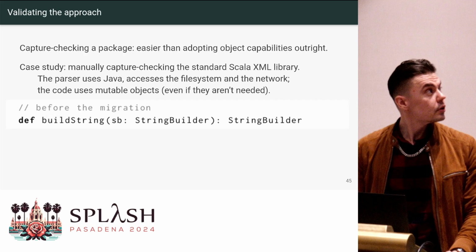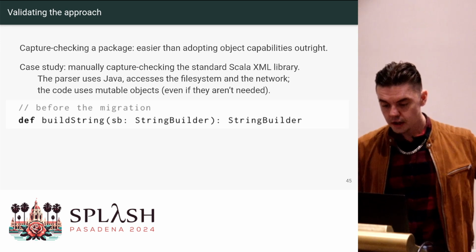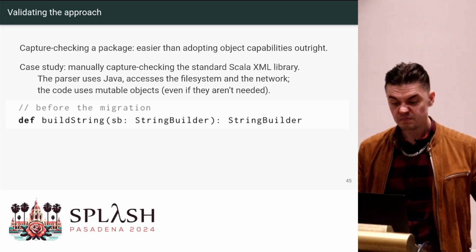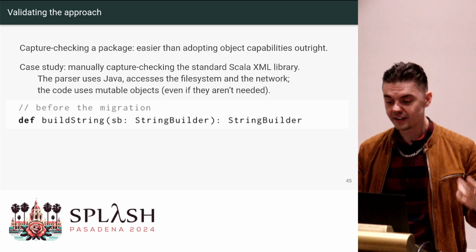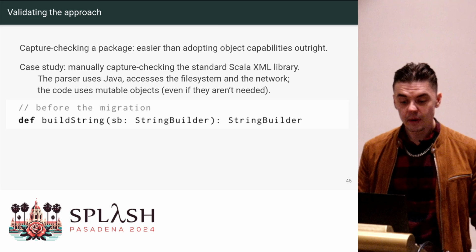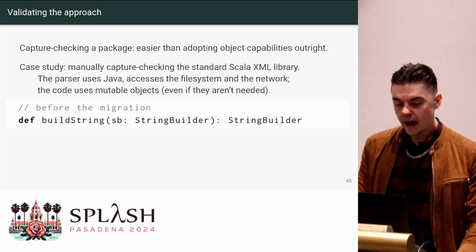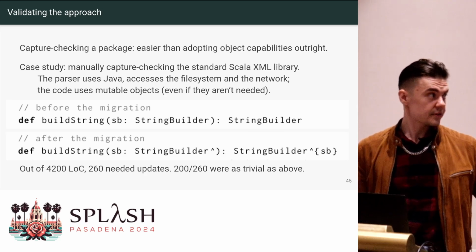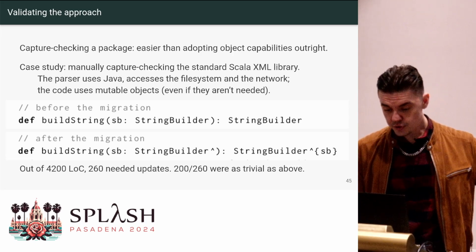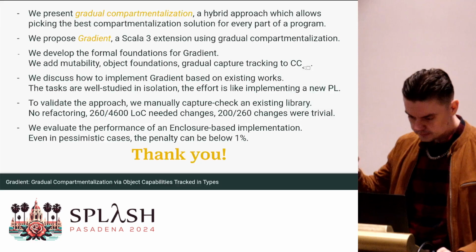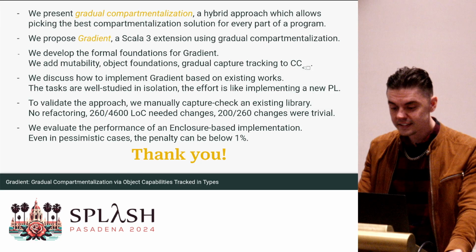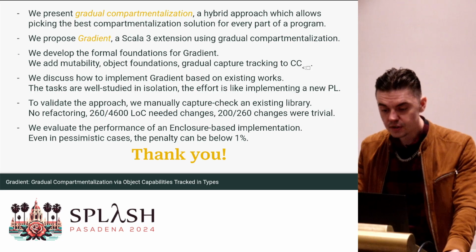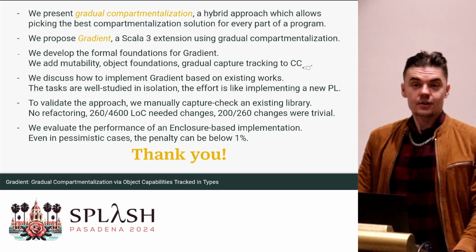Okay, so also a few words about how we validated our approach. I promised that capture checking a package is not too much work. That's why we chose capture tracking, because it was designed to require fewer annotations than an effect system. And to validate that, we migrated an existing Scala library. And the result of that is that no major refactoring was necessary. And most of the lines that needed updating were very trivial. And in general, few lines had to be changed. Other than that, we also provide a detailed description of how gradient can be implemented based on existing literature, and we evaluate the performance of an enclosure-based implementation. Okay, good. Thank you for your attention.